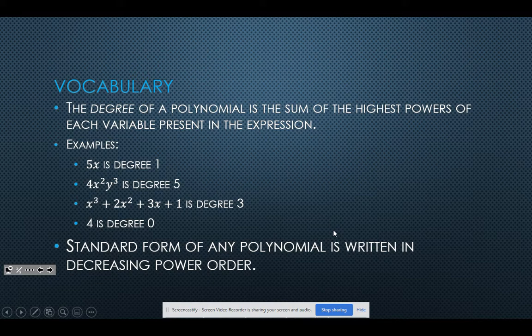Standard form of any polynomial is always written in decreasing power order, just like I have in the third example above. That polynomial is written in standard form because the powers are decreasing from the biggest to the smallest as we go left to right.